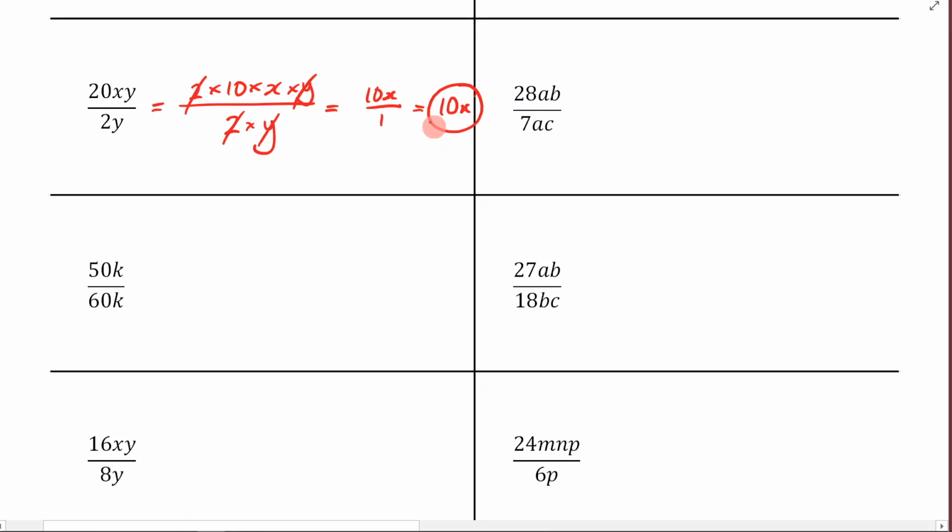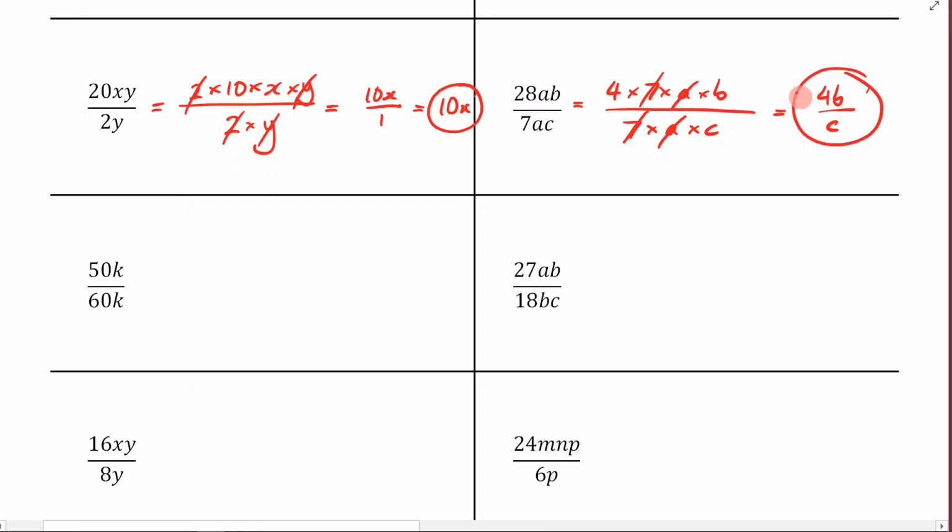All right, let's come to our next one here, which is 28 over 7. This looks familiar to the top. Oh no, it's different. Okay, so I want to break off this 28. This 28 can be 4 times 7 times A times B over 7 times A times C. This A will cancel with this A. This 7 will cancel with this 7, which means I'll be left with 4 and B on top, and I'll be left with C on the bottom.